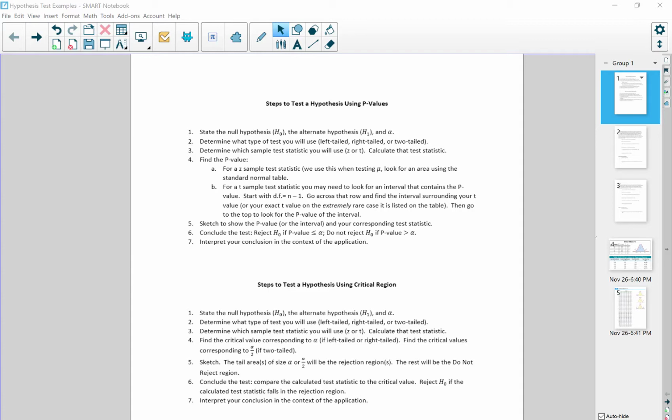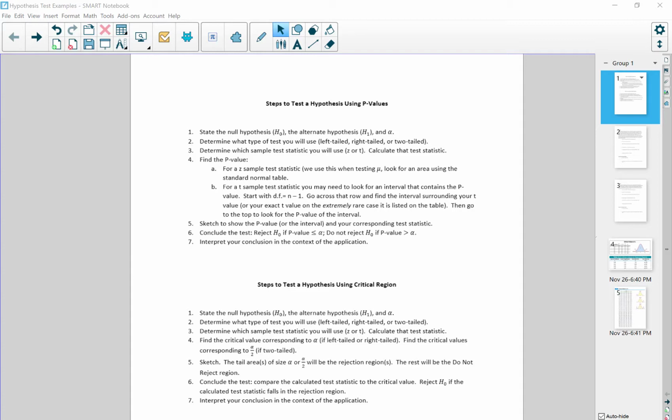I will say when it comes to practicality, p-values are going to be the most useful for a z-test statistic, and critical regions are going to be the most useful for a t-test statistic. But it's important to know how to do both, because if you're doing some actual use of statistics, then chances are you might run across both in literature.